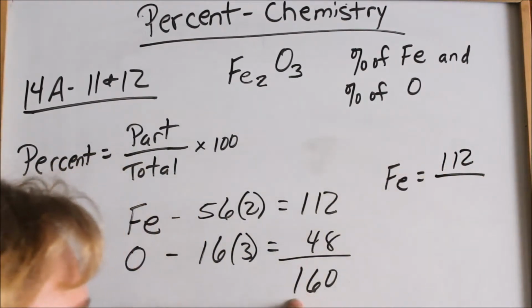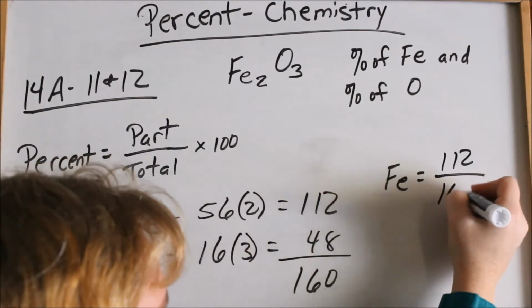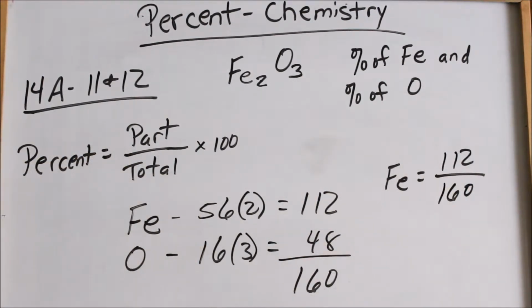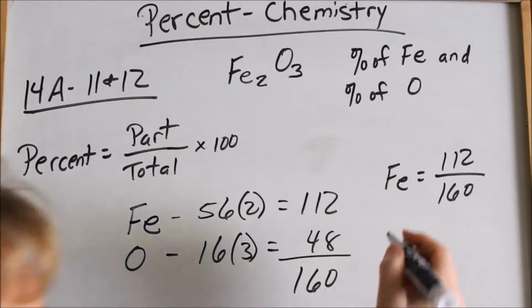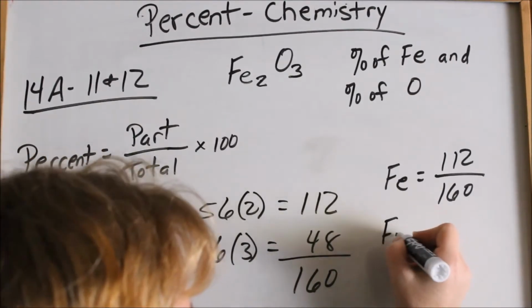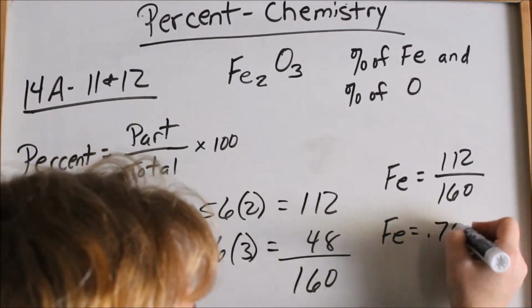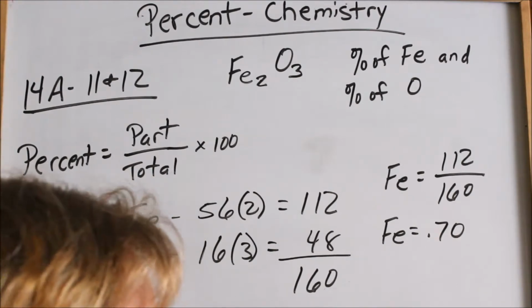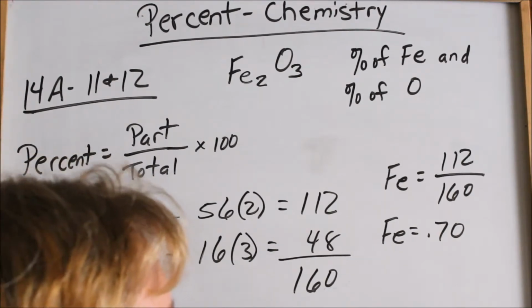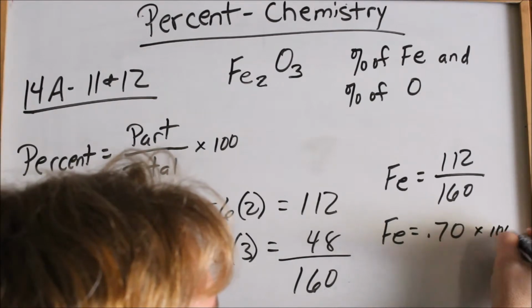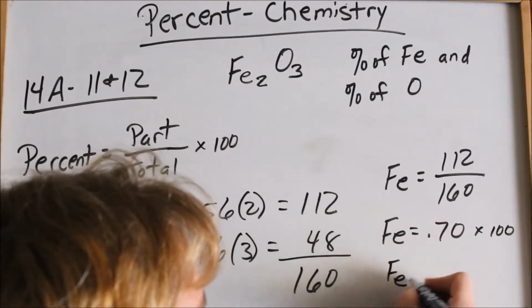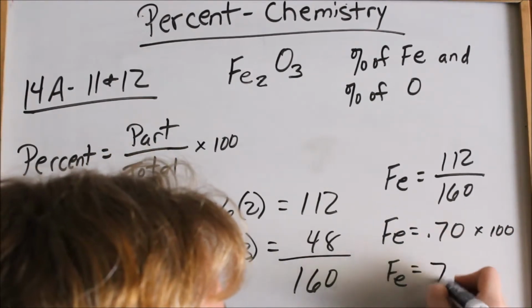Over the total weight of the compound, which is 160. So now, if you divide 112 divided by 160, and for any of you chemistry people who are watching this, if I'm not using the right terminology, I apologize. If you divide that out, it comes out to 0.70, but you can't leave your answer as a decimal because it's asking for a percentage. How do you turn it into a percentage? You multiply it by 100. So the percentage of iron in that compound is 70%.